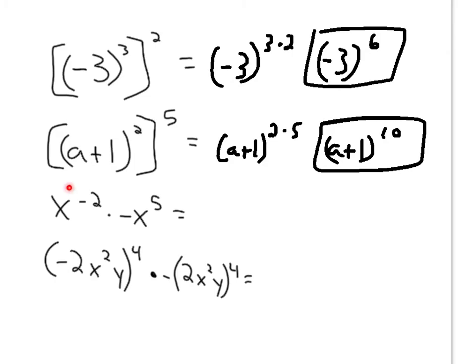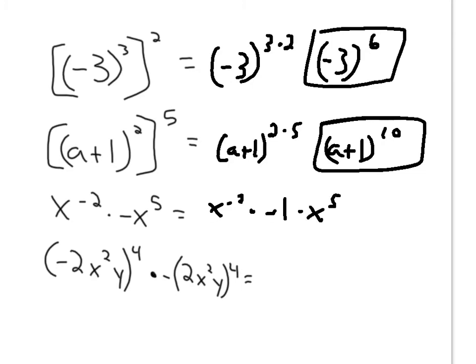Alright, now this one right here, we can use the first one that we used, the product of powers property. But the only catch is that these bases aren't exactly the same. But I could rewrite the problem so I have x as my base. I could do that by saying this first number is going to stay the same. This is x to the negative 2nd. And we're multiplying that. Instead of saying negative x to the 5th, I could make that negative 1 times x to the 5th power.